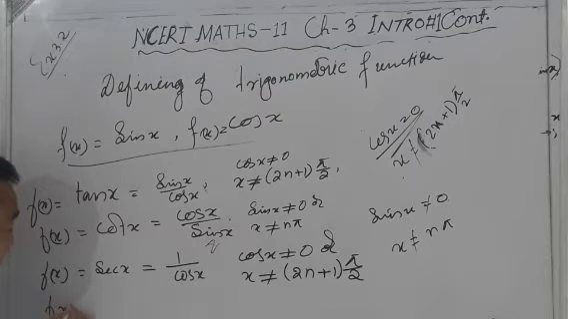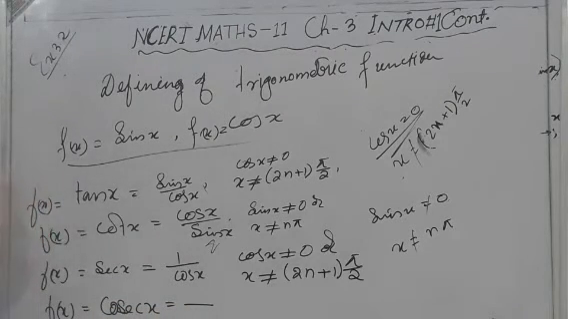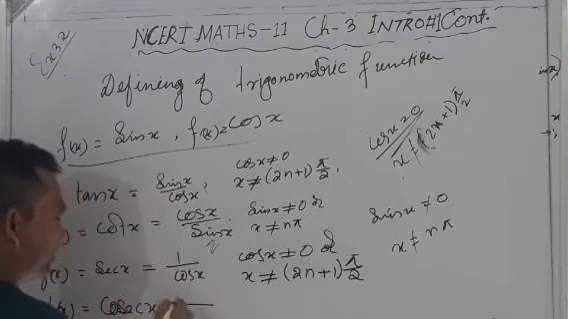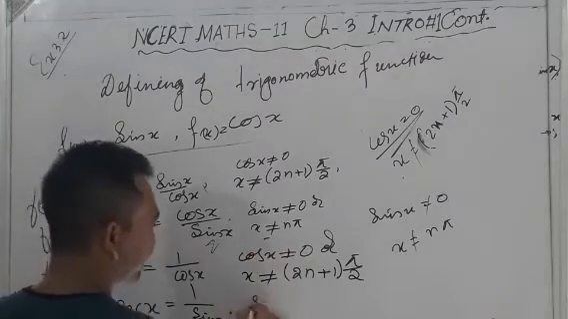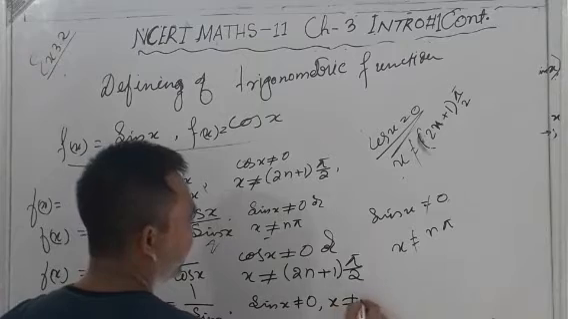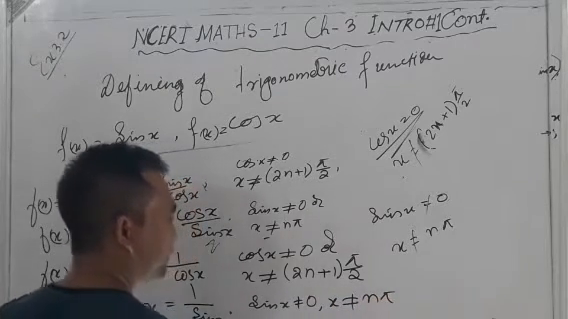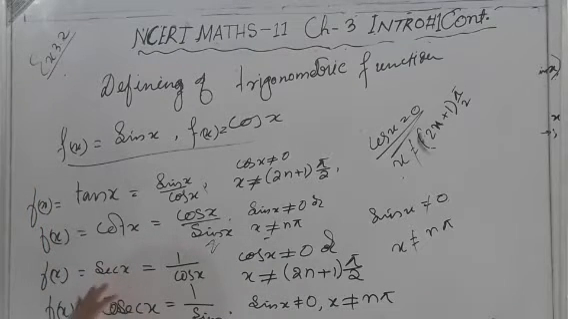So f of x, what is that? That is cosec x, right? Cosec x equals, what is the reciprocal of cosec x? That is 1 by sin x. The same thing. Okay, this is the condition. Sin x should not be equal to 0, or x should not be equal to n times of pi. Correct? This was the main motto for us to study.